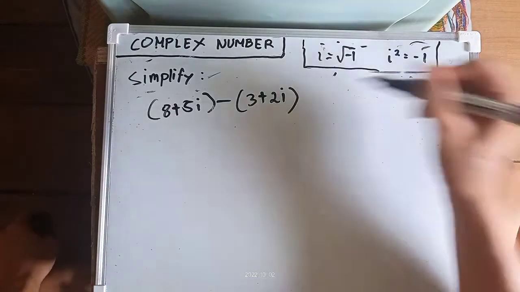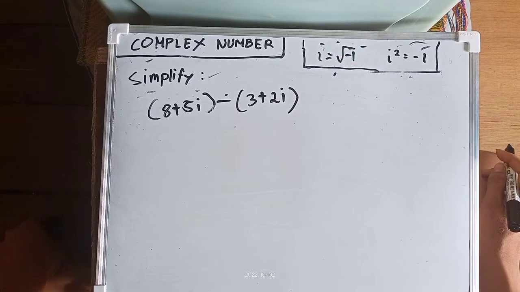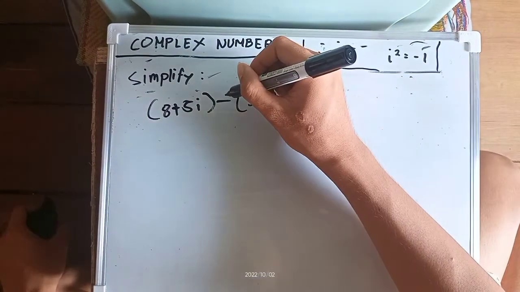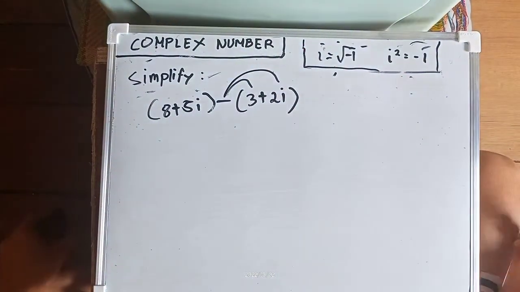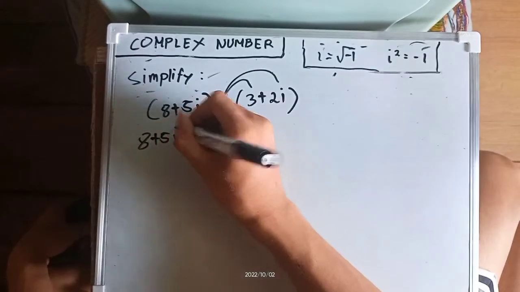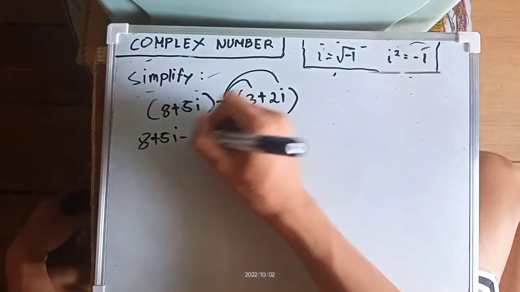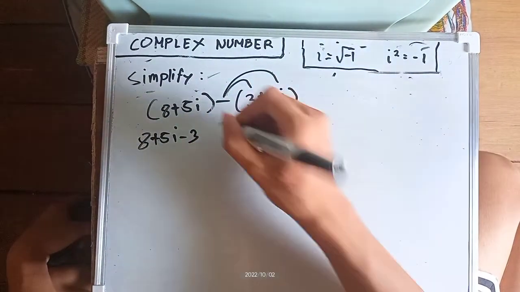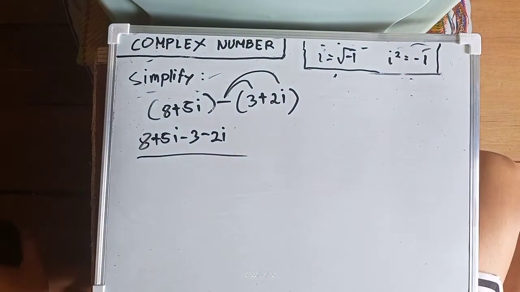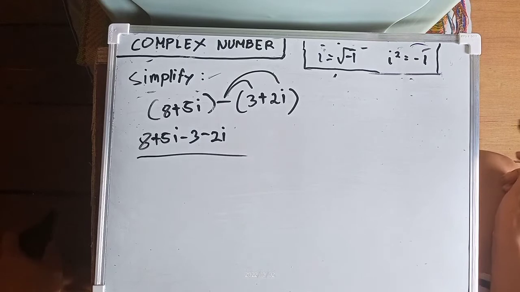First, if we see a negative sign, we must first distribute it to the right side. So let's distribute it to the 3 and here. Therefore it will be 8 plus 5i, then minus, negative times 3, so simply negative 3, and negative times plus 2i is negative 2i. So if we see a negative sign, we must first distribute it.